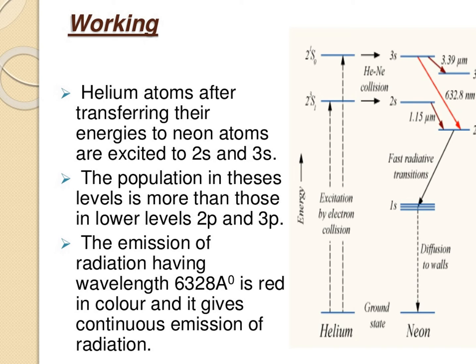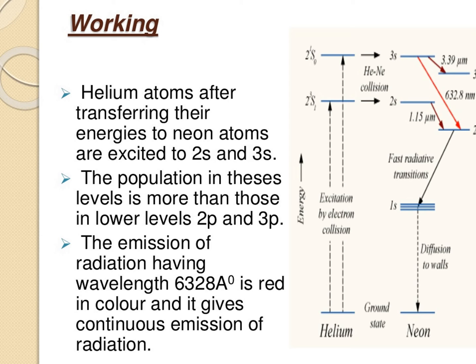So there are three transitions that can take place. The one is between 3s and 3p, the other one is between 3s and 2p, and the last one is between 2s and 2p. So when the transition takes place between 3s and 3p, the energy that is emitted will be in the range of infrared, and the wavelength of such light is 3.39 micrometers.